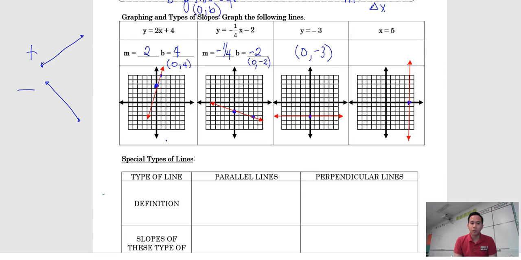So we defined parallel and perpendicular lines a while ago. Again, the definition of parallel lines is lines that are on the same plane, but they don't intersect at all. So lines that lie in the same plane and do not intersect.